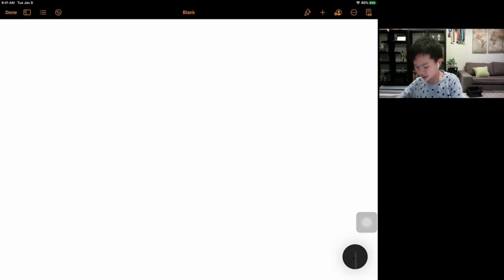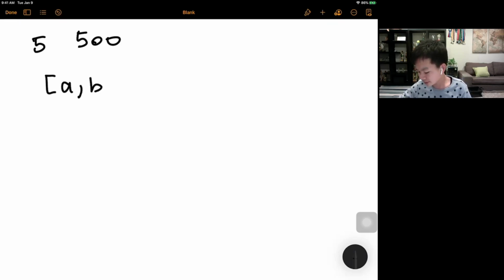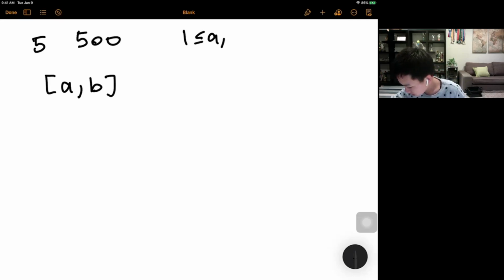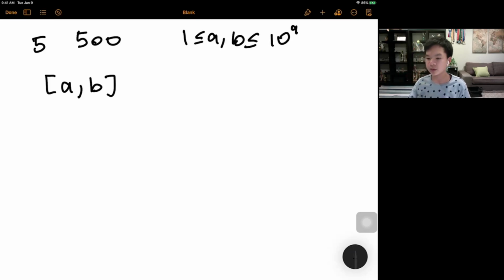So in this case, we're given A equals 5 and B equals 500. One solution would just be looping through each of the numbers from A to B, and then we could check if that specific number is both a palindrome and a prime. If it is, we can just print it out. But since both A and B are in the range of 10 to the 9th power, this wouldn't work, since this would take too long.